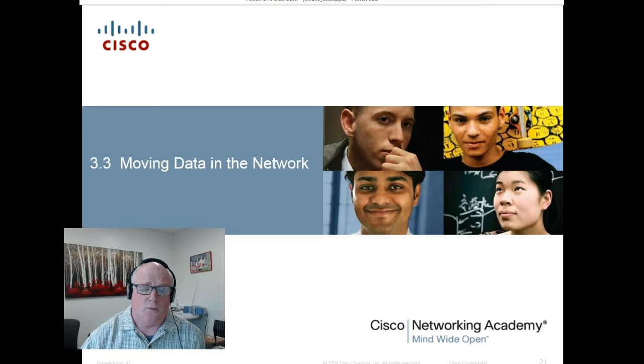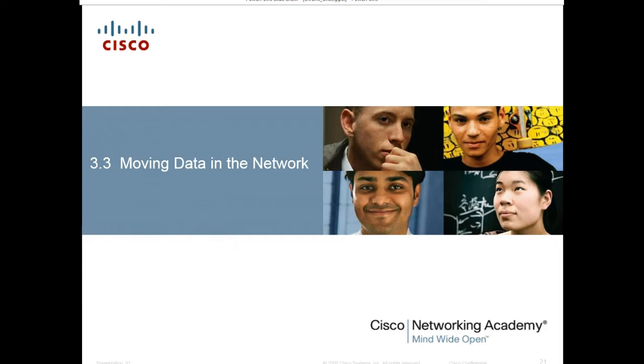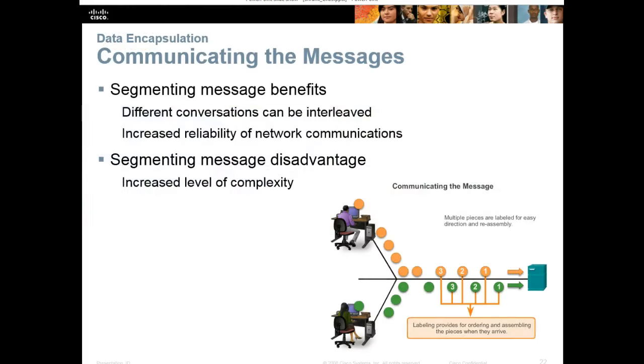Covering one small section here, a little bit left to finish up protocols and communications about moving data through the network. I'll slide out of the way here and we'll get going. So, moving data through the networks.